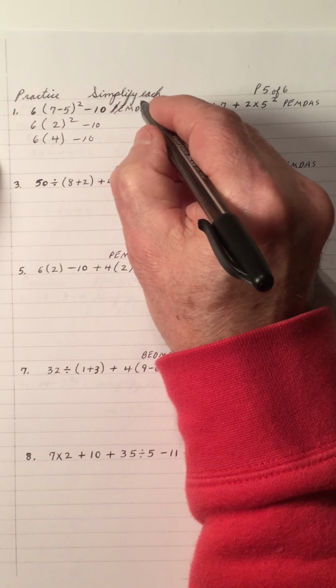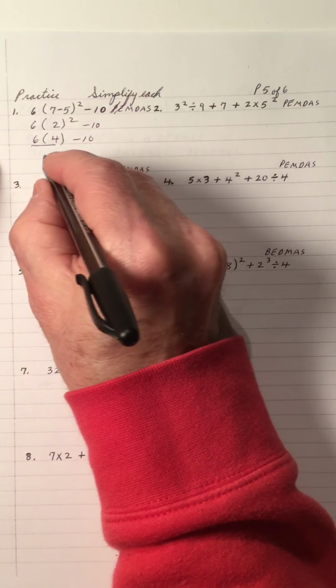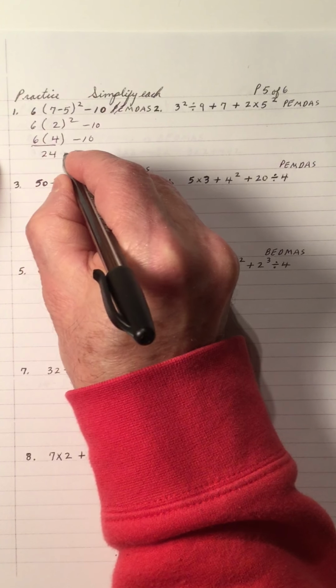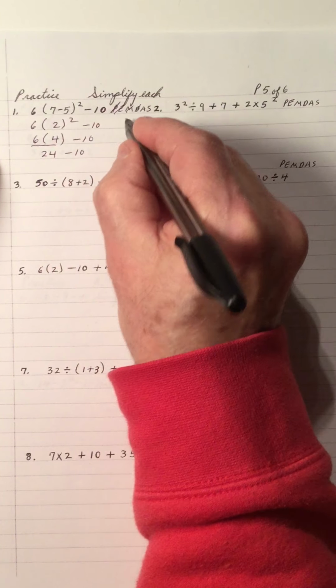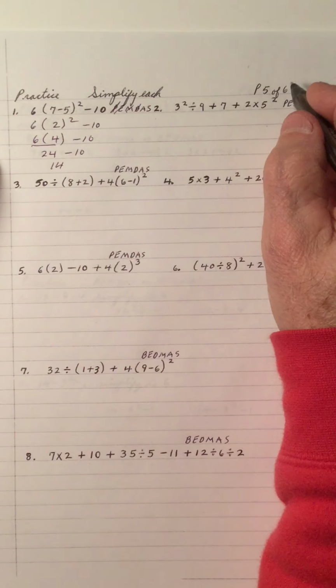That's done. Now I do multiplication and or division. So it's one multiplication, subtraction, so I'll multiply first. Done. And I subtract last, the only thing left, 14.